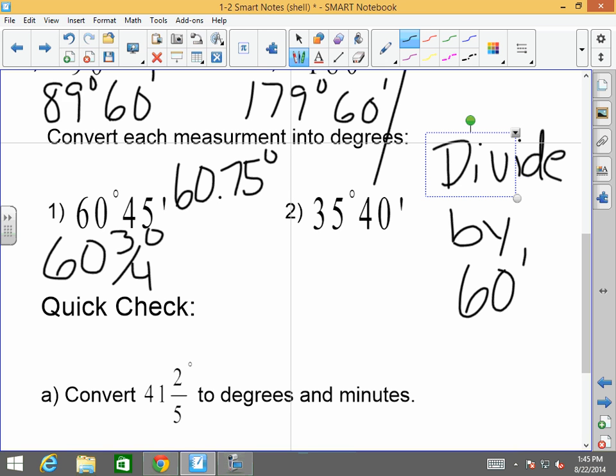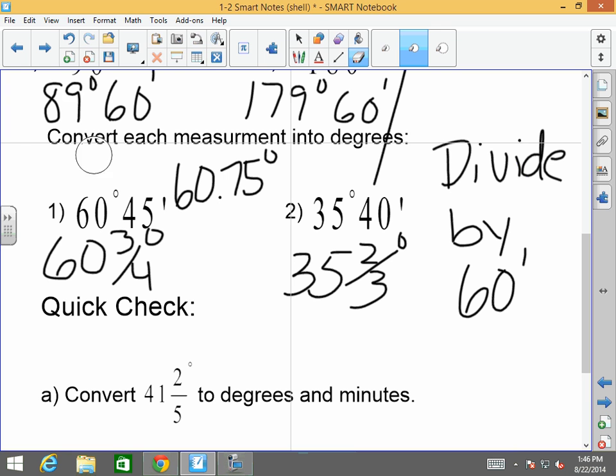How about 35 degrees and 40 minutes? 40 over 60 is 2/3, correct? That's 0.6 repeating. You don't really want to use a 0.6 repeating when you're converting these, so you can just go ahead and say 35 and 2/3 degrees in total. Okay?